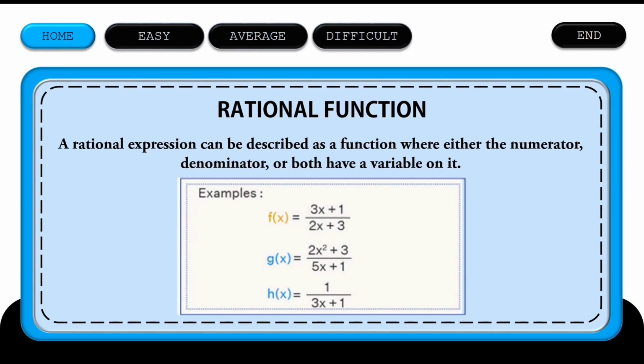So ito ay isang halimbawa ng rational function. f of x is equal to 3x plus 1 over 2x plus 3. Also, g of x is equal to 2x squared plus 3 over 5x plus 1. And h of x is equal to 1 over 3x plus 1. Ito lamang ay ilang basic concepts na dapat nating tandaan at unawain.